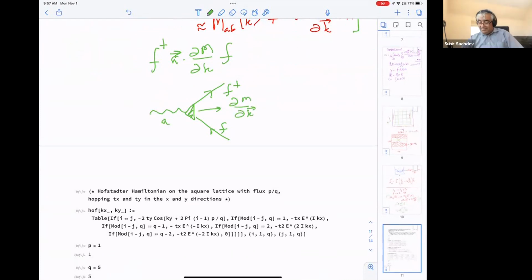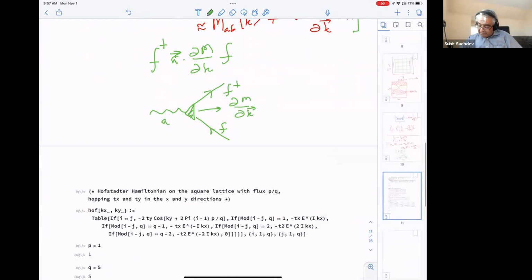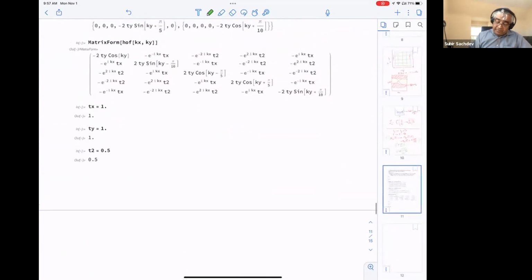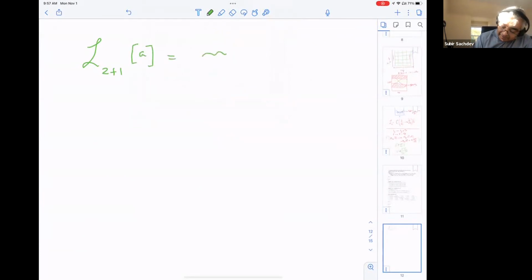Wonderful. So now all I have to do is compute. I want to determine the effective Lagrangian in 2 plus 1 dimensions for A. Well, what is that going to equal? I have an A here, I have a fermion loop, and then I have here a dm/dk.